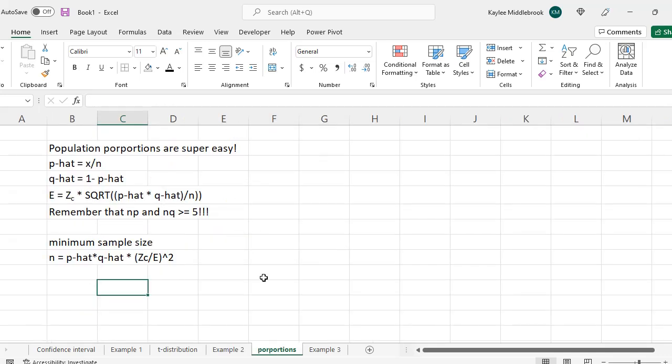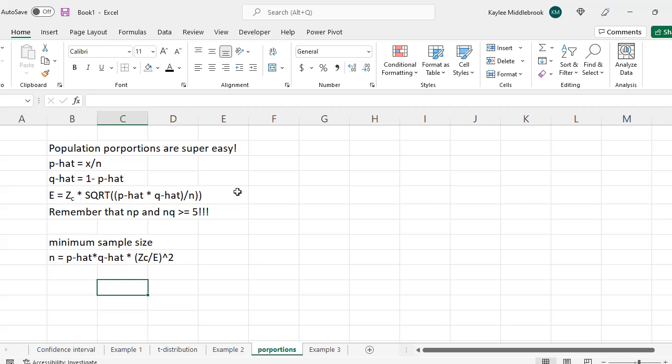For our proportions, it's going to be really similar to our previous section when we were doing our confidence levels for our means given the sample standard deviation. I find population proportions to be quite easy, and also the little hats on the P's and the Q's just make me happy, so there you go.